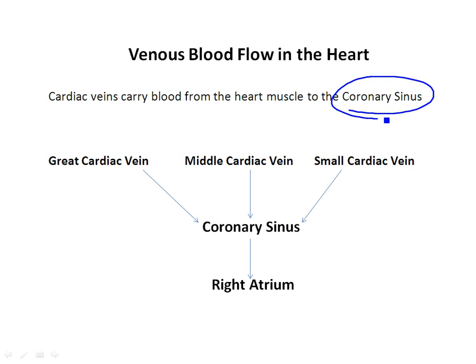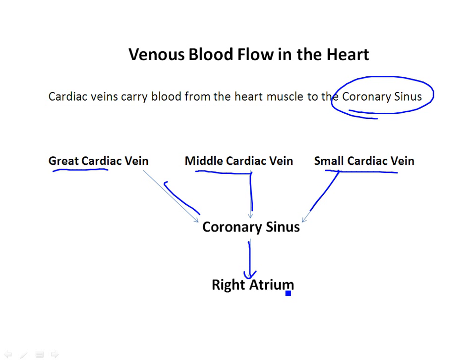And then that coronary sinus is then going to drain into the right atrium. So you've got all your main vessels, the great cardiac, the middle cardiac, and the small cardiac vein. They all come down and they go into this coronary sinus, which then drains into the right atrium.